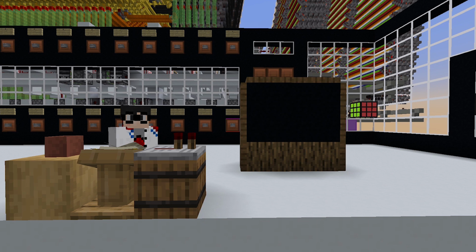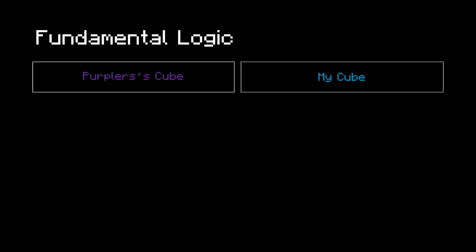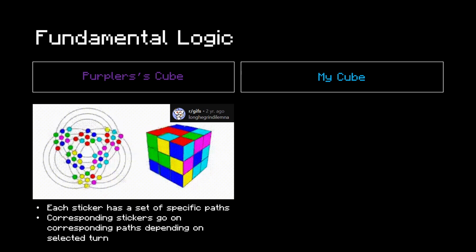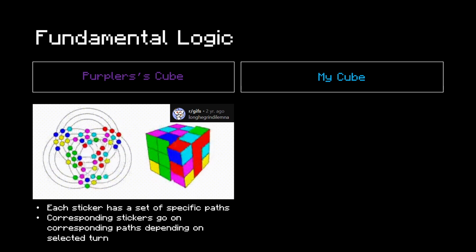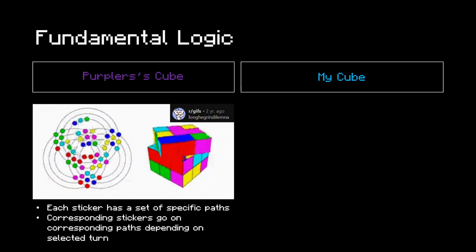The first difference that I am going to show all of you is the fundamental logic that controls Purple's cube and my cube. On the left will be Purple's cube, and on the right will be my cube. In Purple's cube, his logic is based on this animation right here. The way this works is each sticker has a set of specific paths, and the corresponding stickers go on corresponding paths depending on the selected turn.